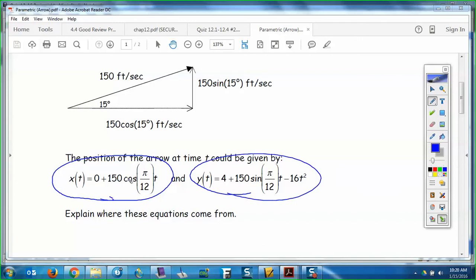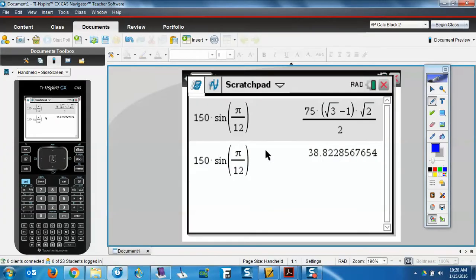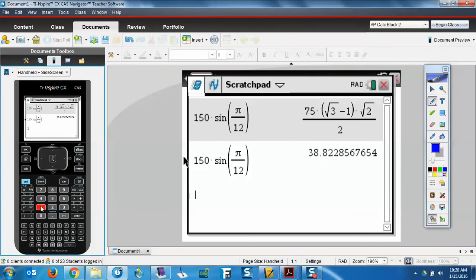Now, some of you got thrown off here by this pi over 12, cosine pi over 12. The t is outside of the parentheses, right? If the t was inside the parentheses, that's a whole different ballgame, right? Then you'd have a cosine function. But all you have here is 150 times cosine pi over 12. So that's just, let's see, I did that here on my calculator. 150 sine pi over 12 is just that.